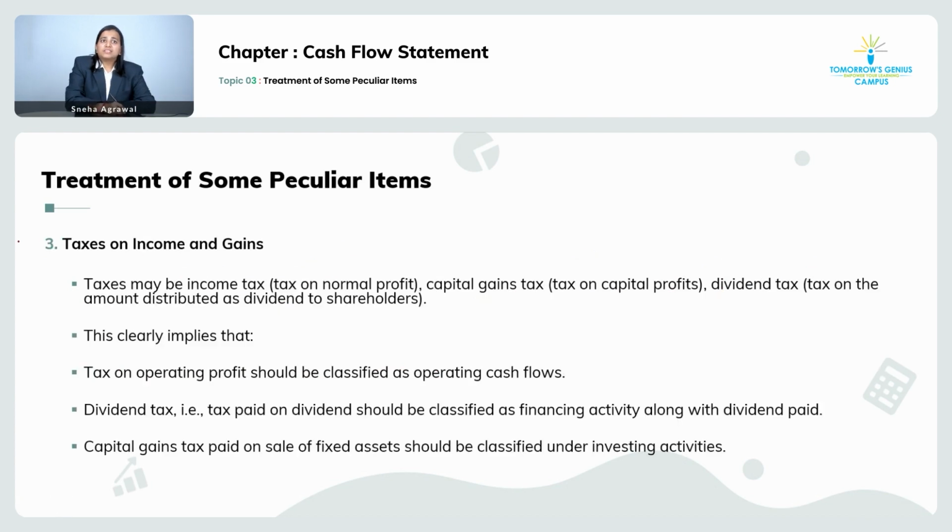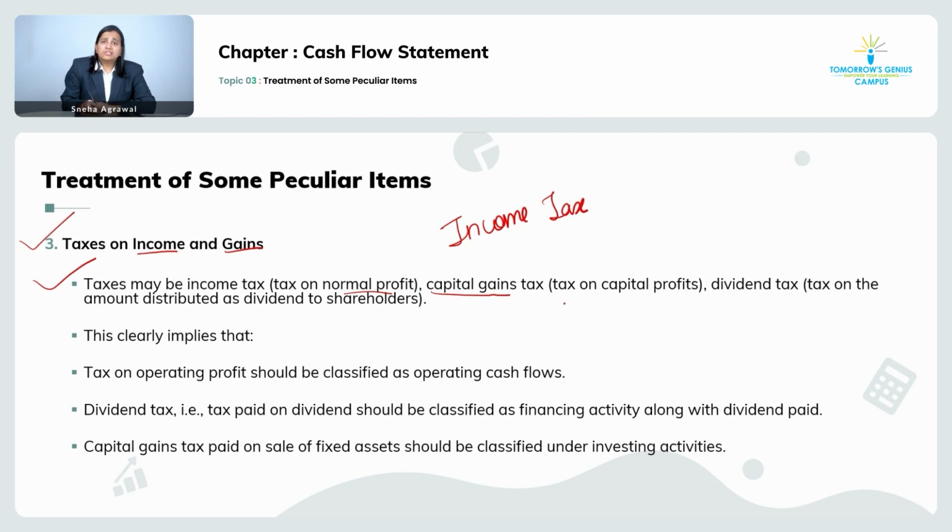Next, taxes on incomes and gains. Taxes, as discussed earlier, one was your income tax, right? Income tax is paid on the profitability of an enterprise. But what will be the taxes on income and gains? See, taxes may be paid on income tax, that is your normal profit. It can also be paid on capital gains.